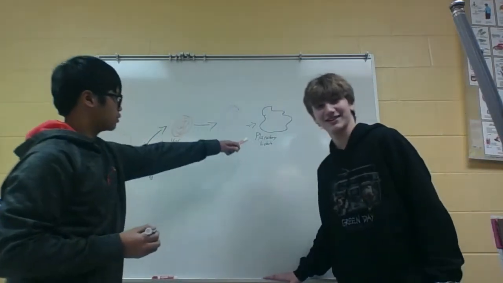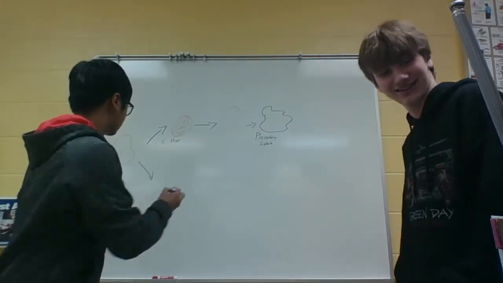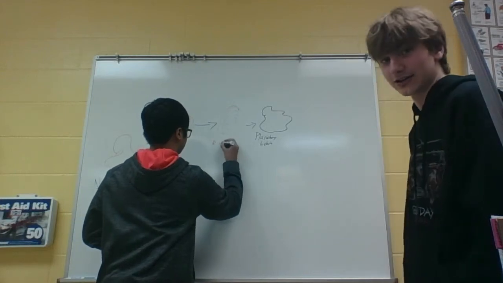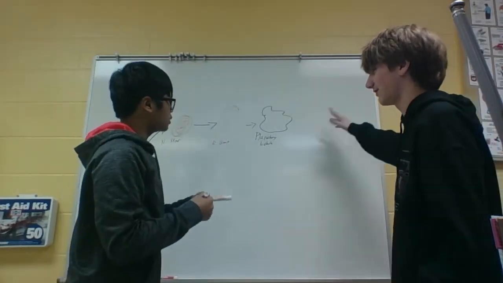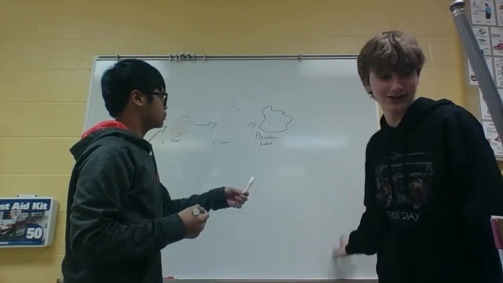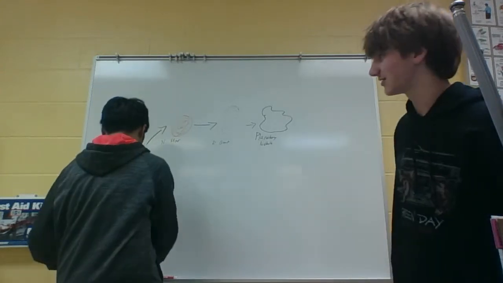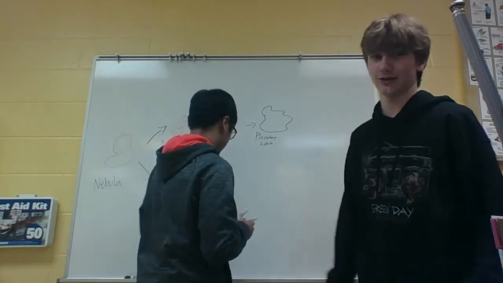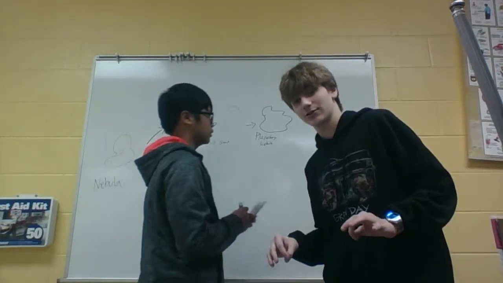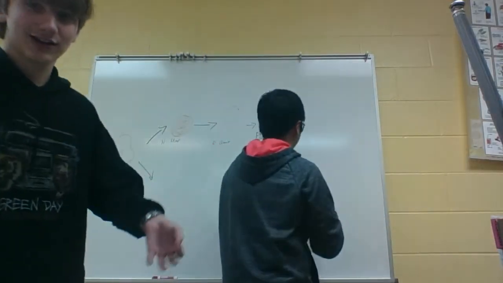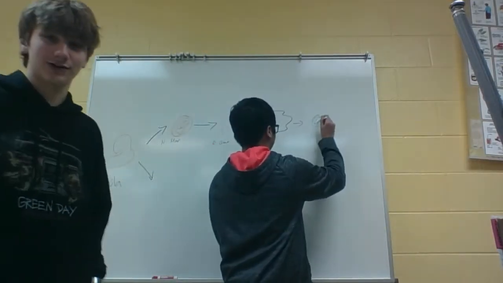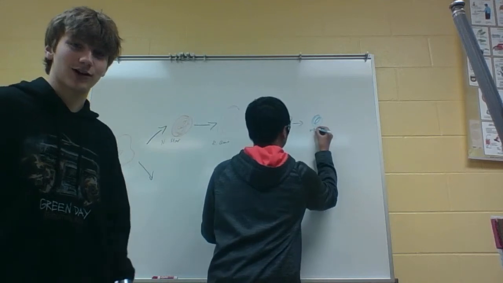So it turns into a planetary nebula. And then they slowly decay and turn into these little white dwarf kids. They turn into the white dwarfs, which are the tiny aftermath of the star, the core of the star. Tiny little stars that are really heavy.